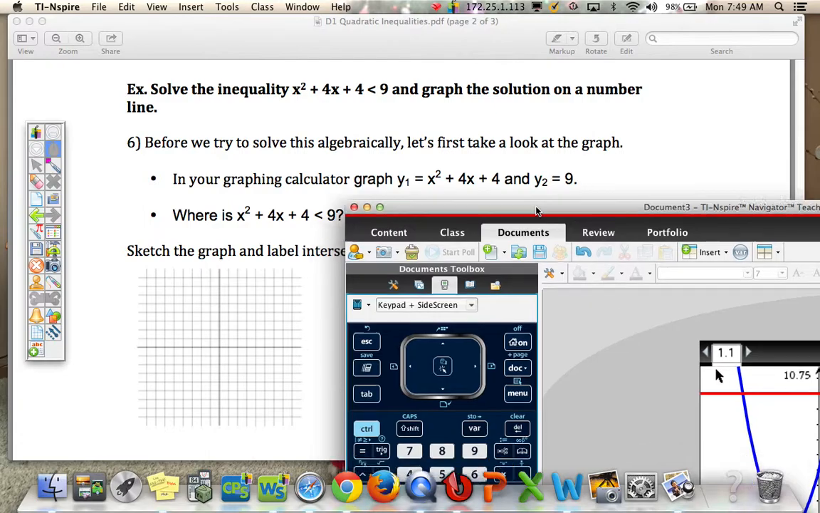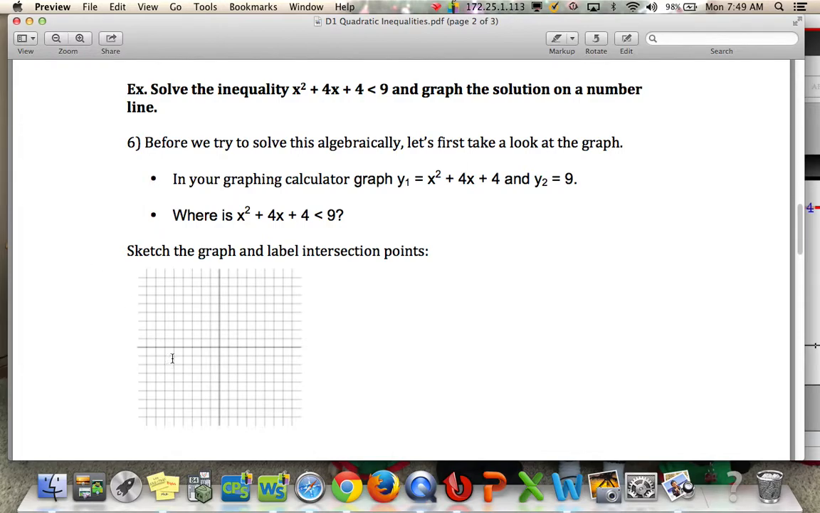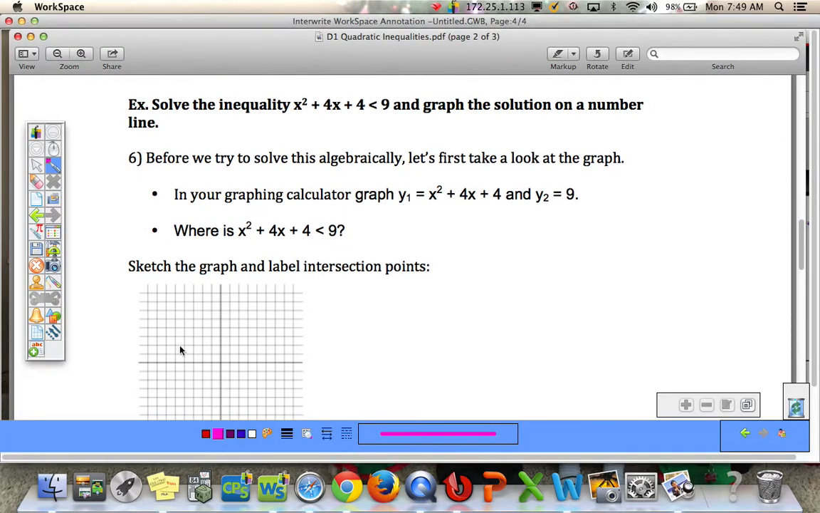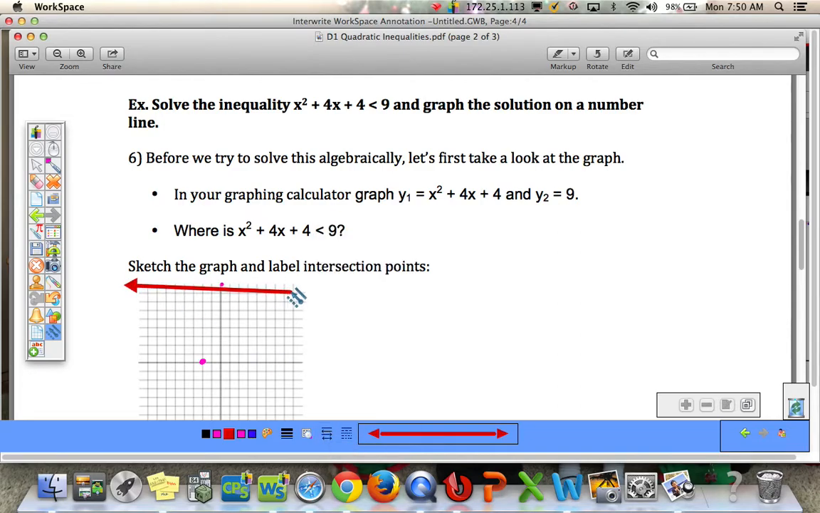Where is it? Sketch and graph the intersection points. So here the vertex is negative 2, 0, and then y equals 9. 1, 2, 3, 4, 5, 6, 7, 8. Okay, so there's 9, and it was a solid line. Let me use my line tool. Okay, so here's this line.